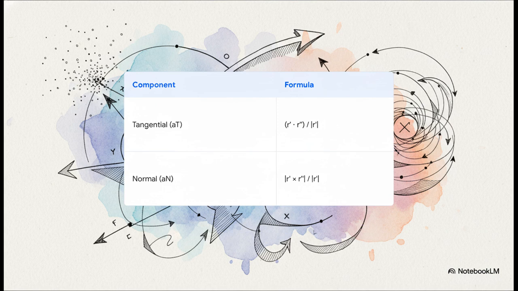So how do we pull these two numbers out of the vectors we've been working with? Well, lucky for us, we have some really powerful formulas that use tools we should already know, the dot product and the cross product. The tangential component uses the dot product of r prime and r double prime, while the normal component uses the magnitude of their cross product.